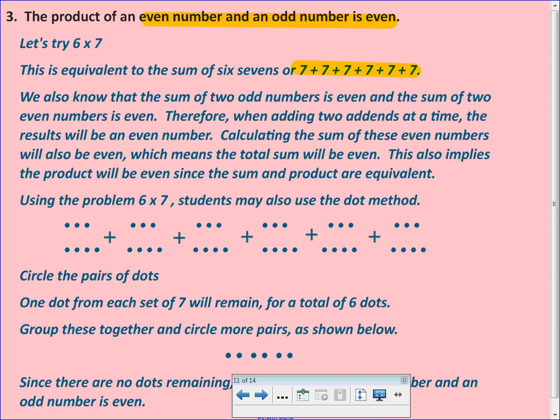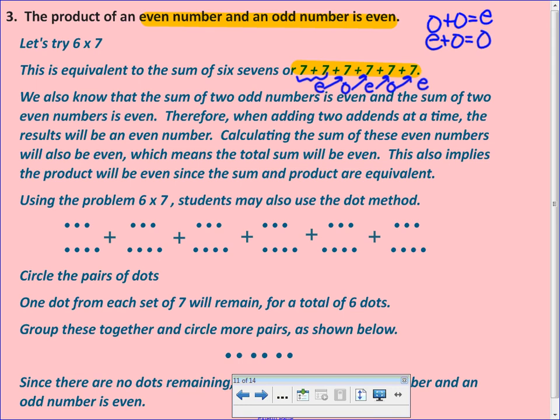What's the rule for adding an odd plus an odd? That gives me even. What's the rule for even plus an odd? Odd. So let's see. Odd plus odd gives me even. Plus an odd? Odd. Plus an odd? Even. Plus an odd? Odd. Plus an odd? Even. So the product of an odd number and an even number is even. Because when we're adding two addends at a time, it's an even number. Since the sum and the product are the same, we know that the product will also be even.